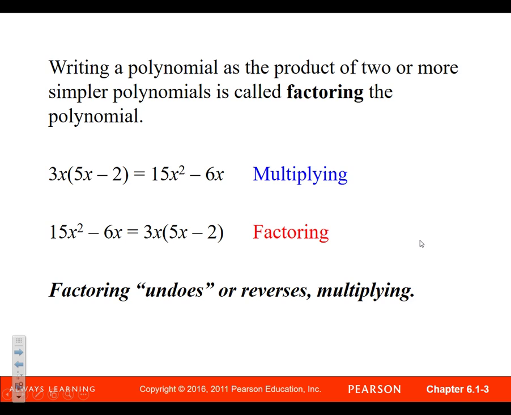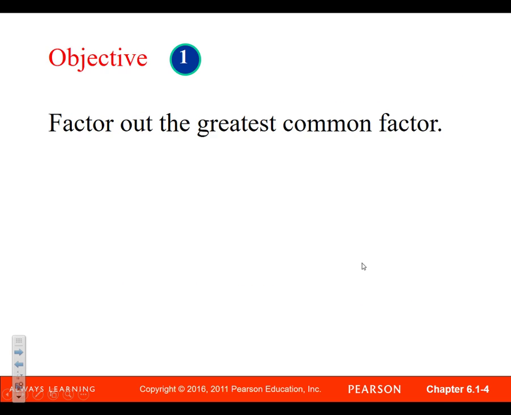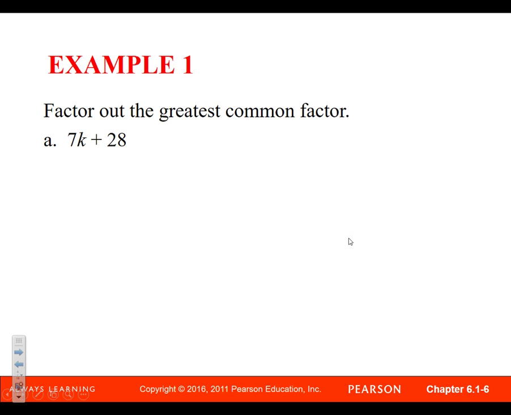To write a polynomial as a product of two or more simpler polynomials is called factoring. What we've been doing so far is the multiplication part, which is the expansion. But now we're going to go in the other direction. They're going to give us polynomials, and we're going to break them down. So it really is kind of like the inverse operation of multiplying. So let's talk about factoring out the greatest common factor. Let's start off with something simple, something like this.